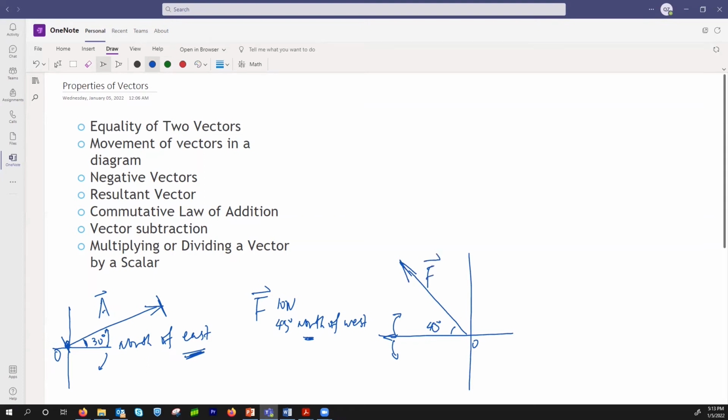So here would be 10 Newton, that is the magnitude, and this is the direction. Again, we're talking about 45 degrees north of west.